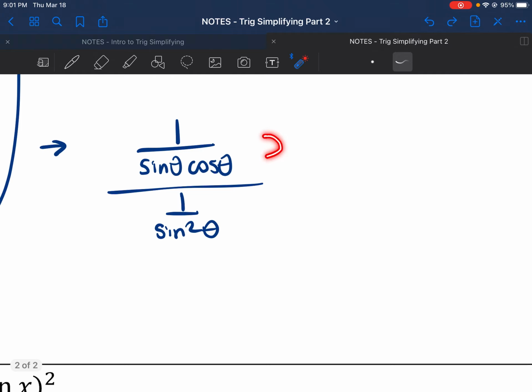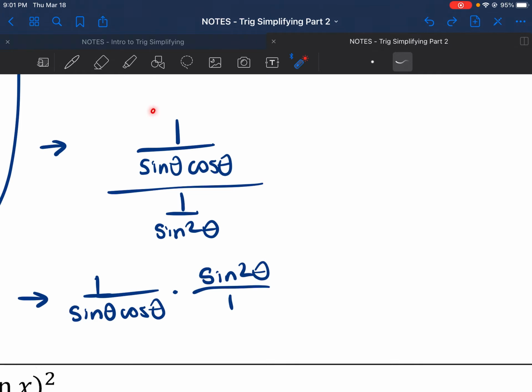I'm also noticing that this is going to be a good opportunity to do the keep, change, flip stuff. So I keep this numerator, 1 over sine theta cosine theta, change the division to a multiplication, and flip the denominator to sine squared theta over 1. By the way, this is a sine squared. I know it might almost look like a sine 2 theta. This is a sine squared theta. I should have written that a little bit higher there.